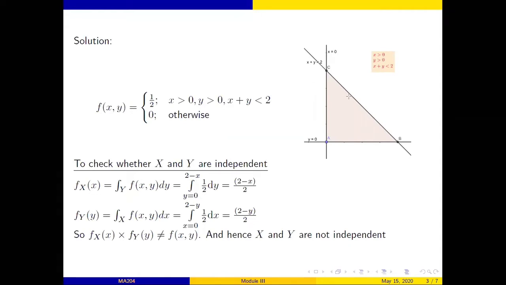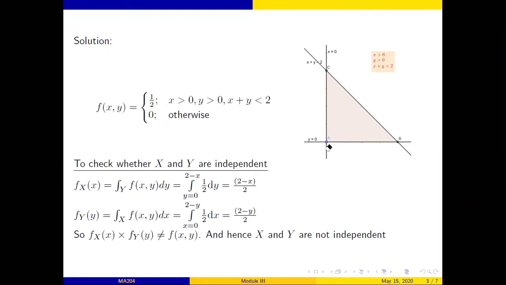The marginal density function of x is the integral over y of f of x, y dy. So we are keeping x temporarily as a constant and integrating with respect to y. When x is kept constant and we integrate with respect to y, we are actually considering a vertical strip in this region, and hence we integrate from the lower point of this vertical strip, which is y equal to 0, to the maximum point where y is equal to 2 minus x. And y equal to 2 minus x is obtained from the equation of the line x plus y equal to 2. Hence we have the integral from 0 to 2 minus x of half dy, which is 2 minus x by 2.